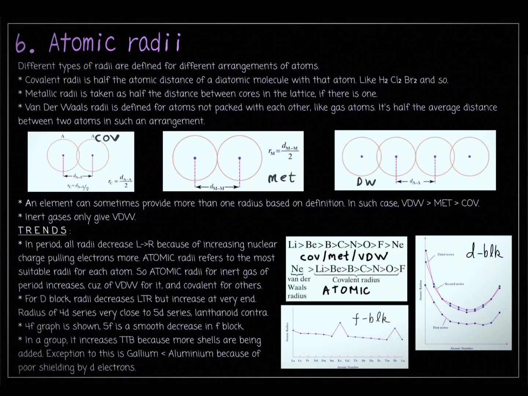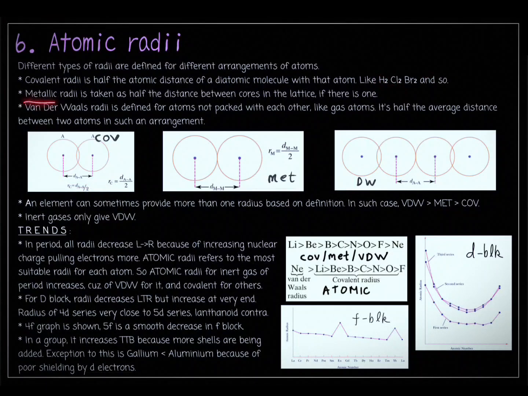So what are the types of radius? First of all, covalent radius. What is that? It is half the internuclear distance in a diatomic molecule of that atom, like H2, Cl2, Br2. It is suitable for those atoms which can form a diatomic molecule with themselves, like I showed you here. And since helium, for example, cannot form one with itself, it is hard to define a covalent radius for helium. So we go for other types of radii.